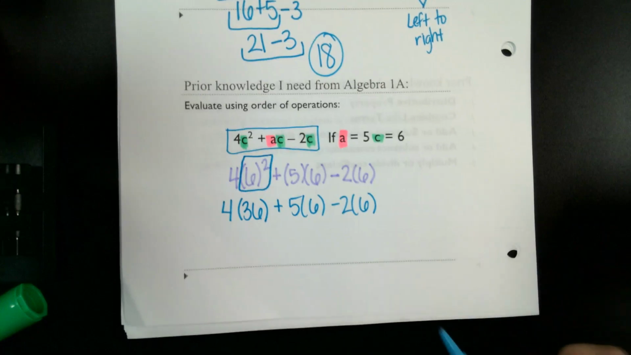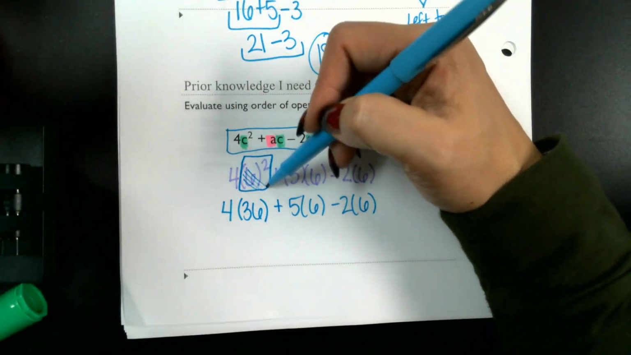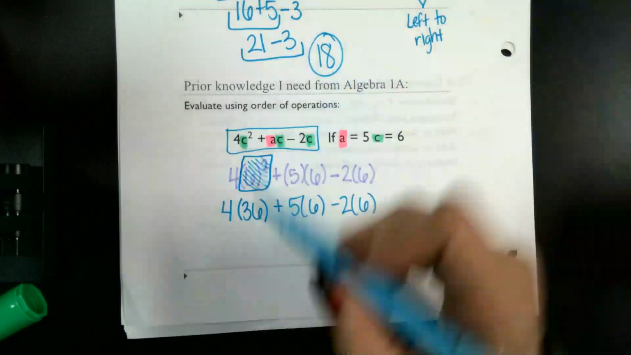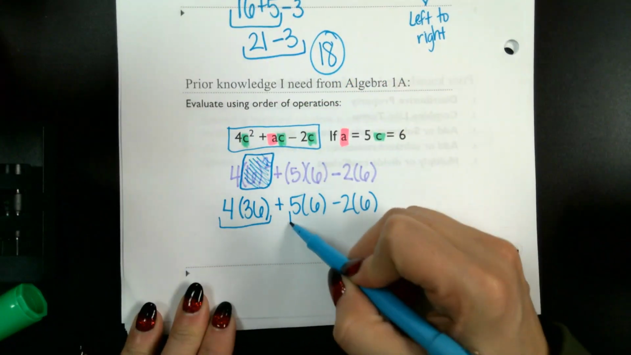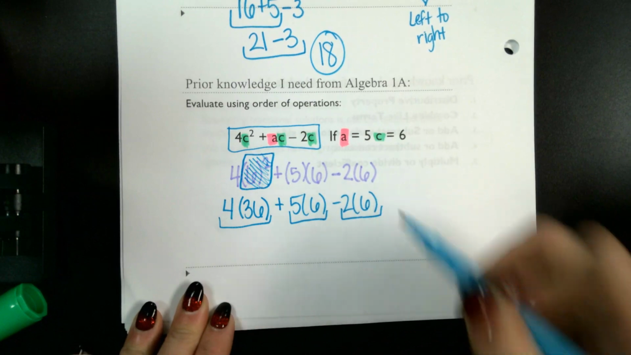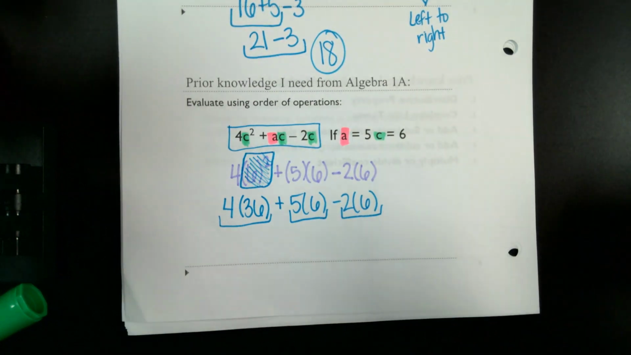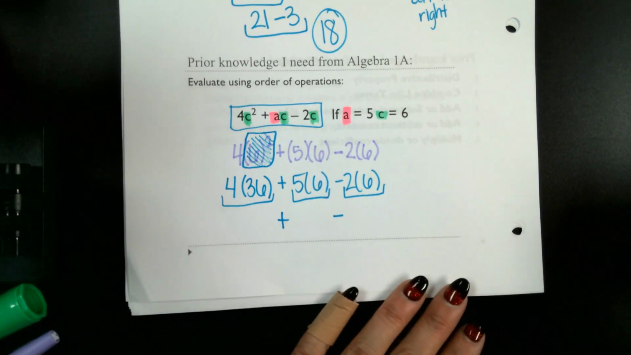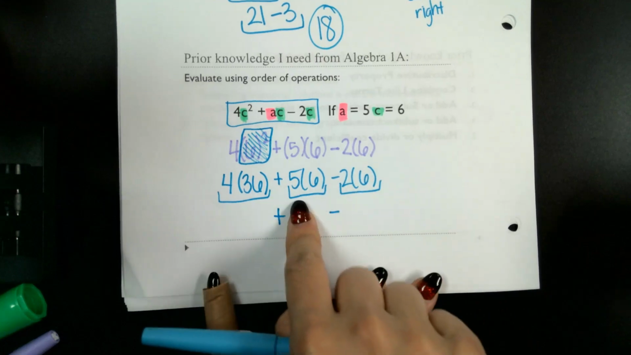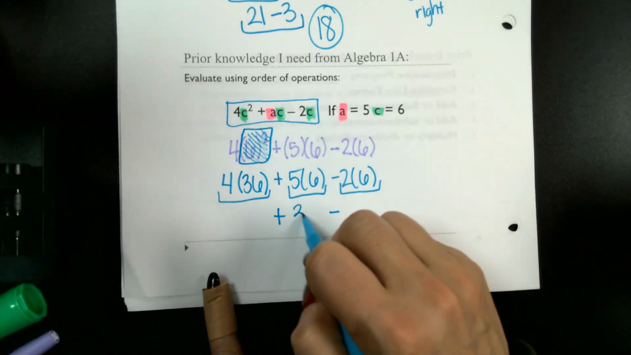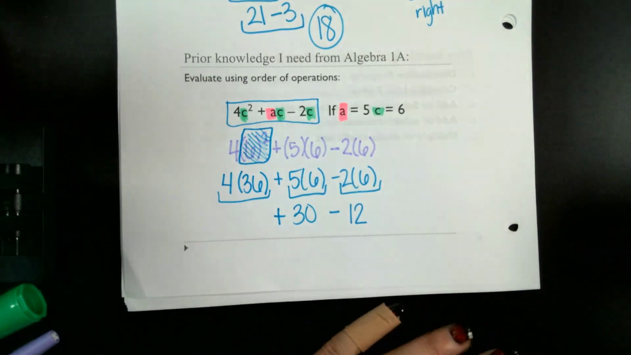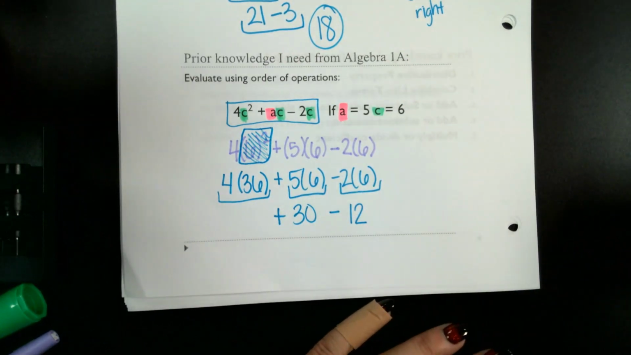Okay, so all I've done right now is exponents. Now look up. Multiplication, multiplication, multiplication. We have 3 multiplication problems here. We can do them all at the same time. We just need to make sure we bring down these symbols. Well, let's start with the easy ones. 5 times 6, 30. 2 times 6, 12. So now 4 times 36.